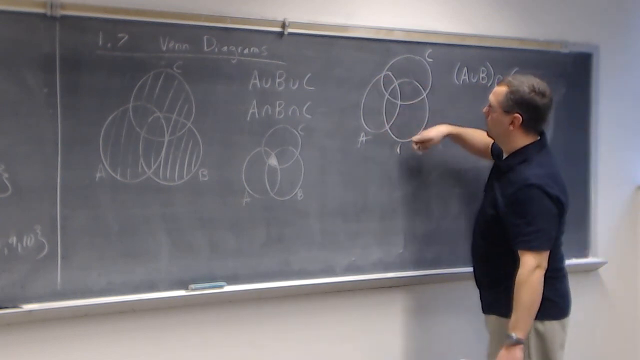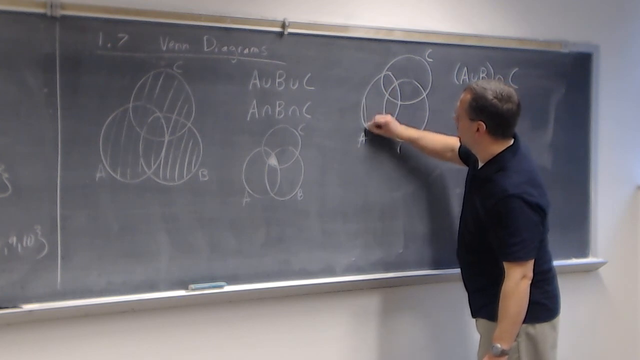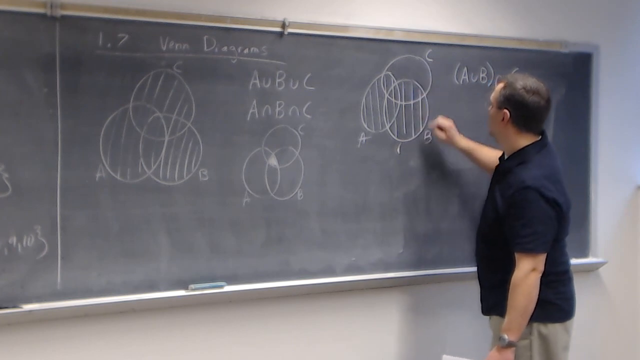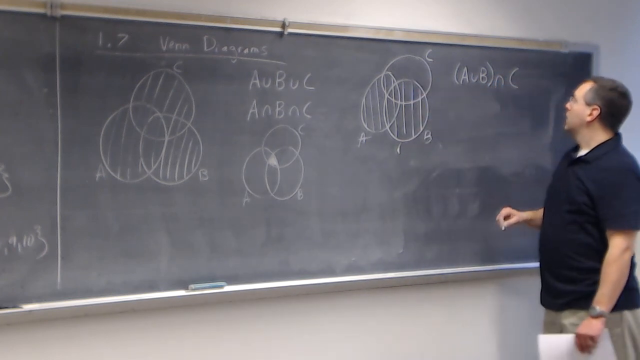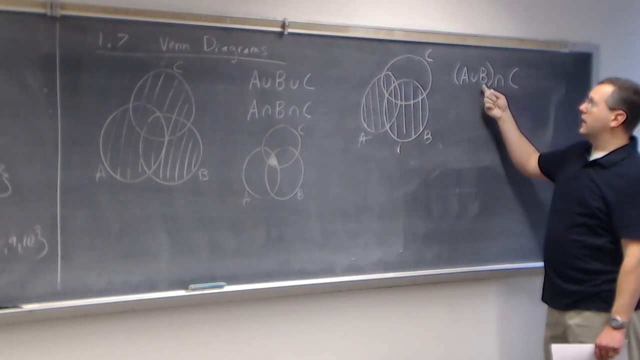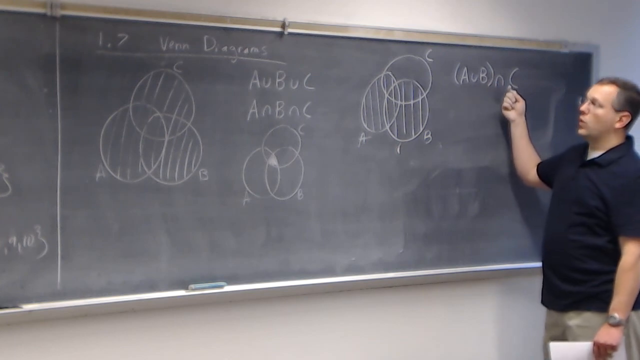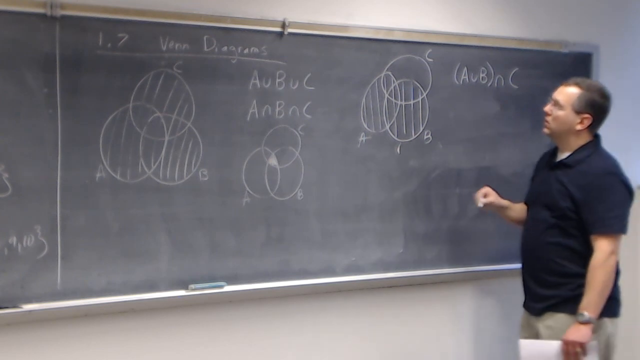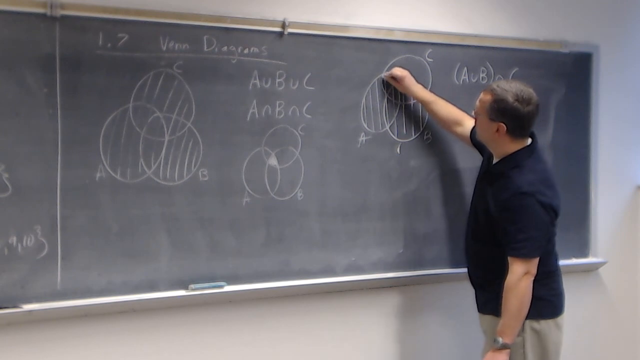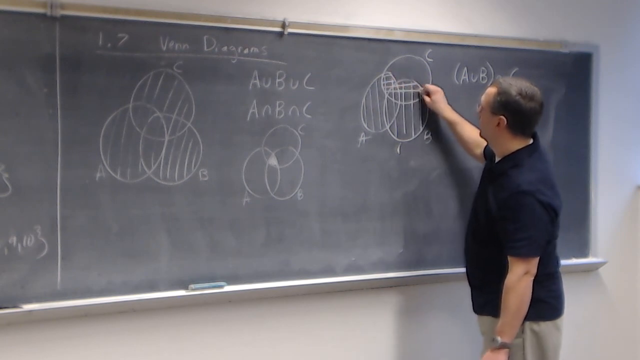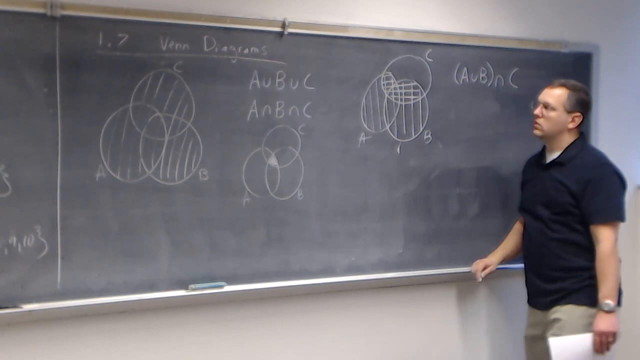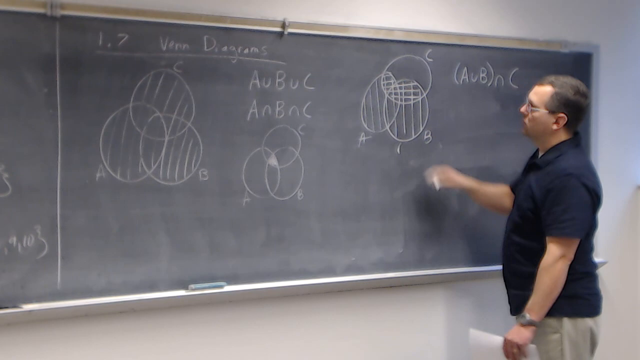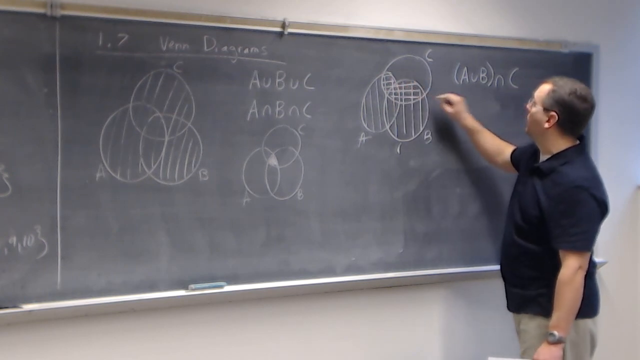Yeah, all of A and all of B. So I'm going to use vertical lines for A union B. And then take this set and intersect it with C. So where does this set intersect C? It's here where my horizontal lines are. So those actually three little tiny regions make up this set.